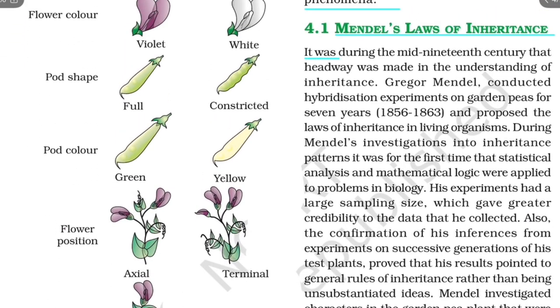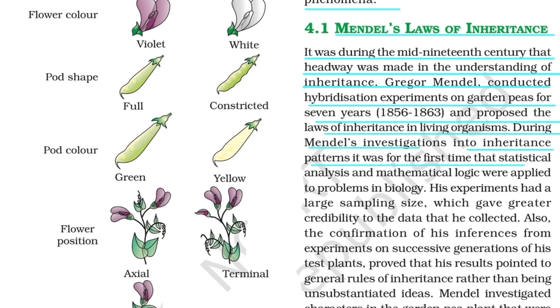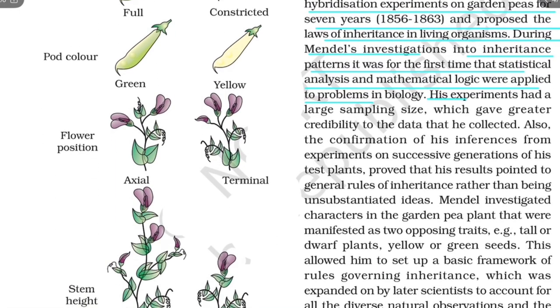Mendel's laws of inheritance. It was during the mid 19th century that headway was made in the understanding of inheritance. Gregor Mendel conducted hybridization experiments on garden peas for 7 years and proposed the laws of inheritance in living organisms. During Mendel's investigations into inheritance patterns, it was for the first time that statistical analysis and mathematical logic were applied to problems in biology. His experiments had a large sampling size, which gave greater credibility to the data that he collected. Also, the confirmation of his inferences from experiments on successive generations of his test plants proved that his results pointed to general rules of inheritance rather than being unsustained ideas.